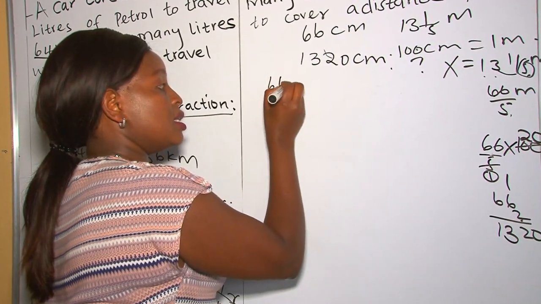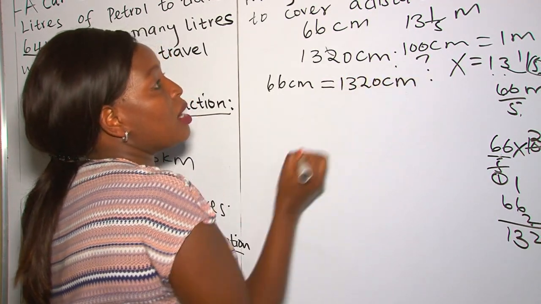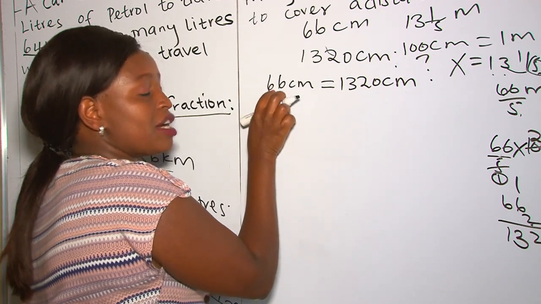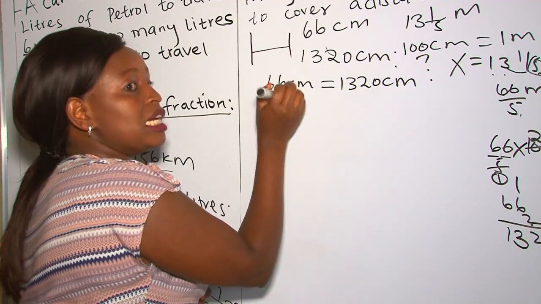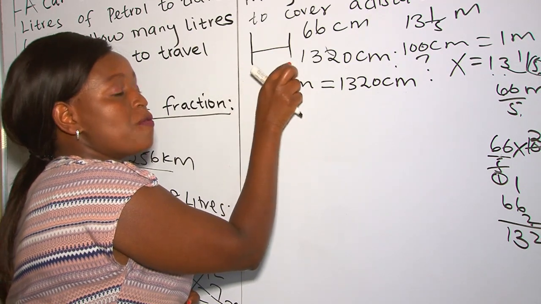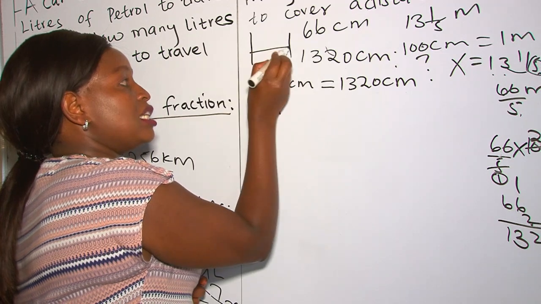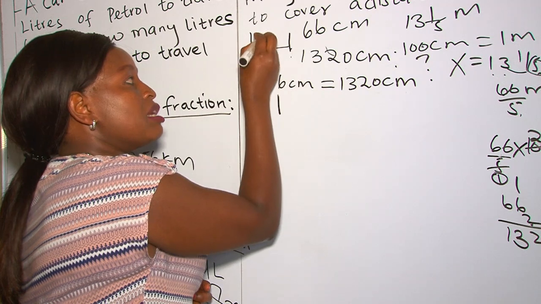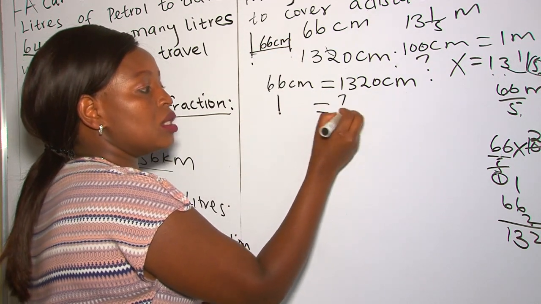We can use our equivalent fraction formula. So 66 centimeters is equal to 1320 centimeters. What about, that is, in one stride, it covers a distance of 66. And what is a stride? A stride is the distance between one leg and the other leg, or one foot and the other foot as you are making steps. Therefore, this distance from here to here is what we call a stride. So meaning that one stride is equivalent to 66 centimeters. So 1 is equal to what?